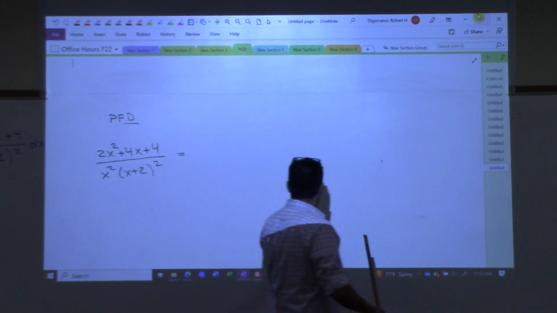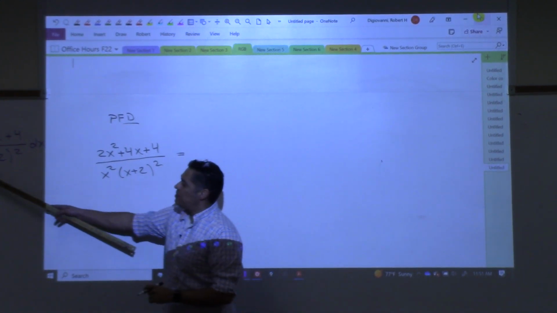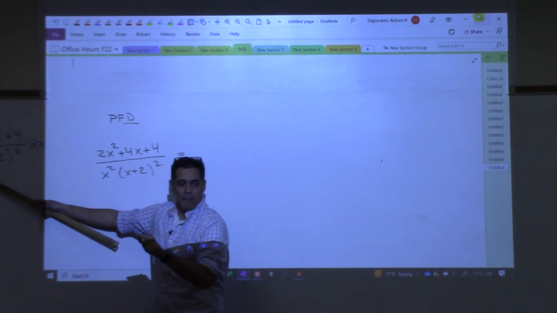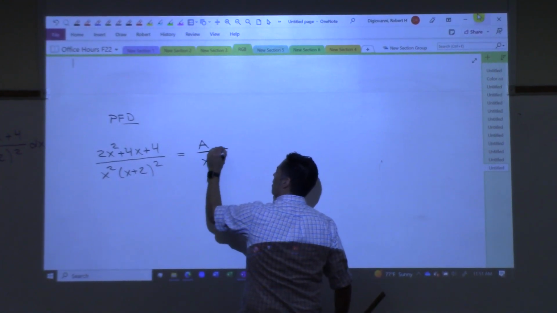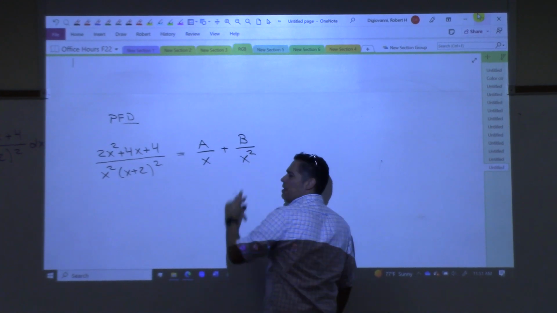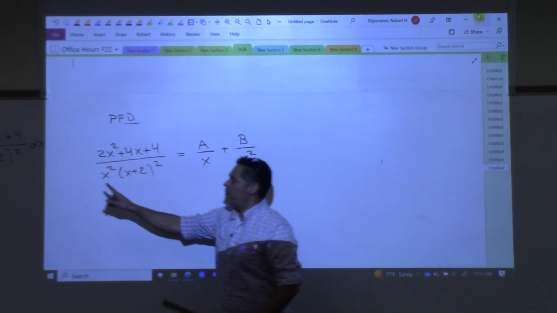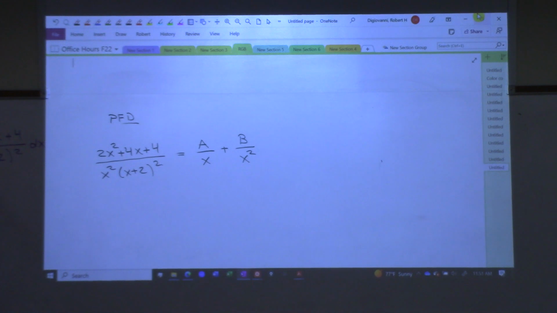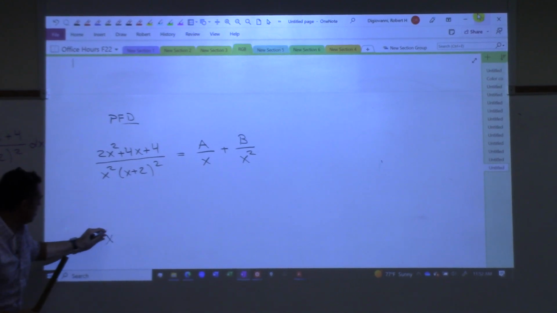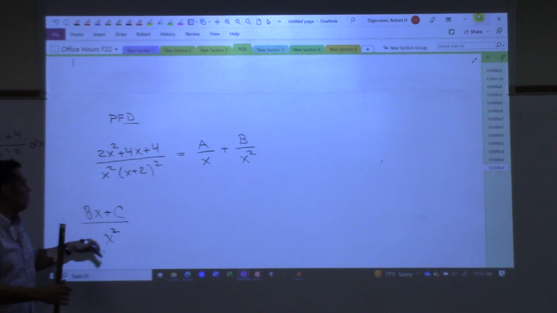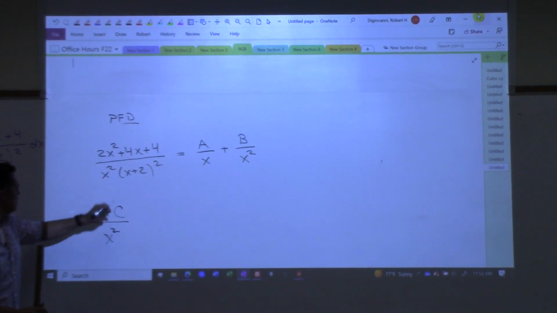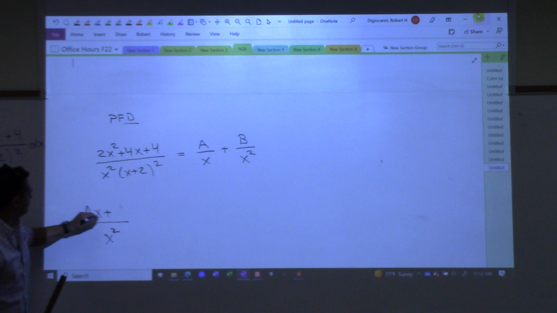So let me see if that makes sense. If I'm looking at that as a linear factor being repeated, then what I would do is write A over x, then plus B over x squared. Do you understand what I mean by that? That would be if I look at it from the repeated linear perspective. Now if I look at it as a quadratic that's not reducible, then I would put that x squared, and what would I put on top? Bx plus C, or Ax plus B. Let's do Ax plus B.